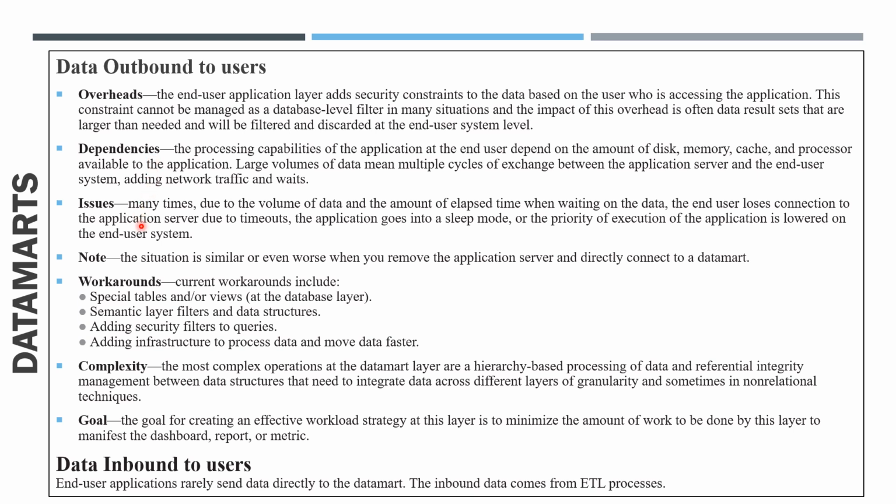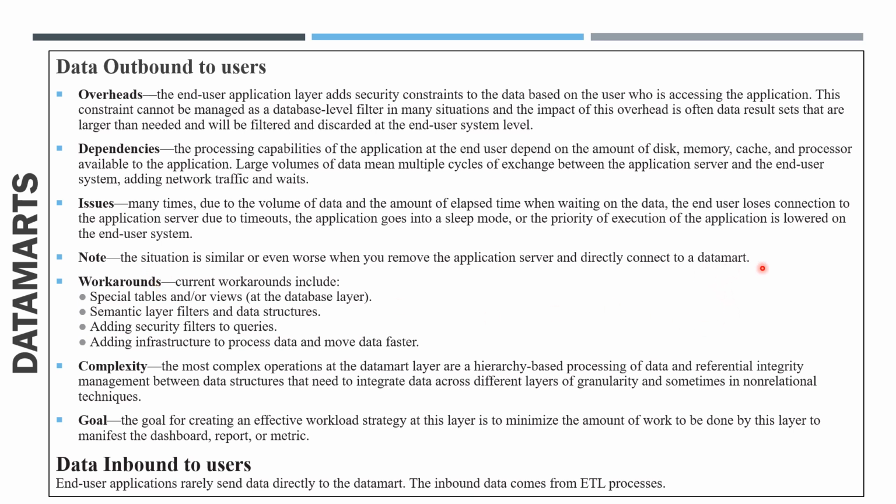The issues are also the same, because of the volume of data we keep waiting and lose connection because of server timeouts. And the note is also the same: the situation is similar or even worse when you remove the application server and connect directly to a data mart.